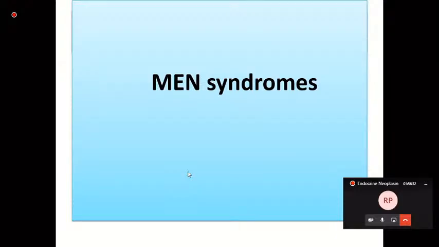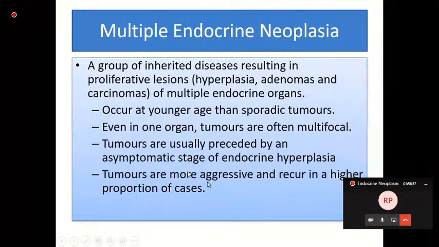The last thing is multiple endocrine syndrome. We have multiple endocrine neoplasia, a group of inherited diseases resulting from proliferative lesions: hyperplasia, adenoma, and carcinoma.